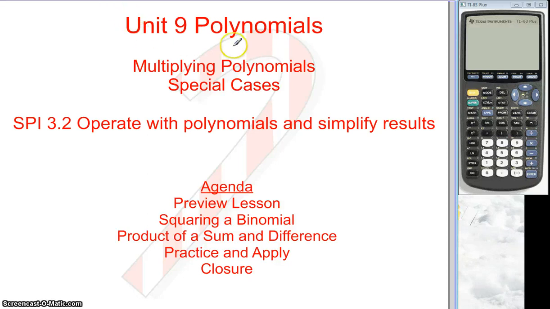Okay, in this video we're going to multiply some more polynomials. These polynomials are often called special cases. It's because they look a little bit different than the other ones that you've been working with, or their answers look a little bit different. So right now we're going to start with just squaring a binomial.